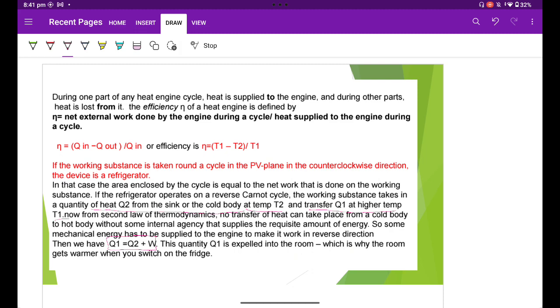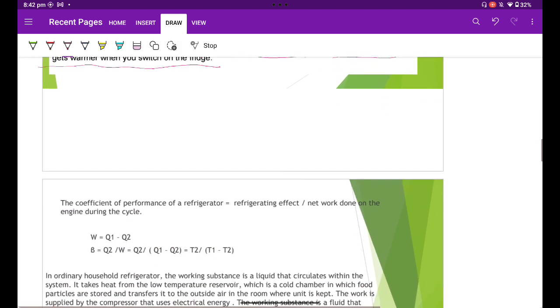The working substance is a fluid that readily undergoes a liquid to gas phase change at the operating temperature. The most common refrigerants are Freon 12, CCl2F2, and ammonia. The quantity Q1 which is expelled into the room is the reason why the room gets warmer when we switch on the fridge. The performance of the refrigerator is given by a constant called the coefficient of performance, that is beta.